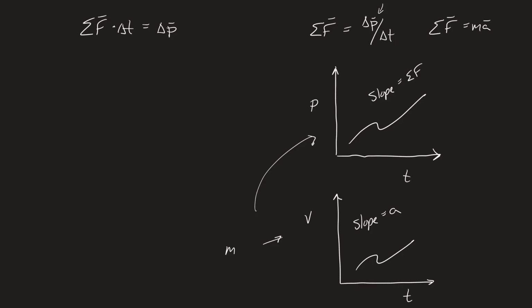So if they give you a momentum versus time graph and ask you to find the acceleration, they're saying find the slope and then divide by the mass. That would give you acceleration. But if they give you the velocity versus time graph and ask you to find the force, they're saying find the slope and multiply by mass. So there's information in here that's a little hidden.